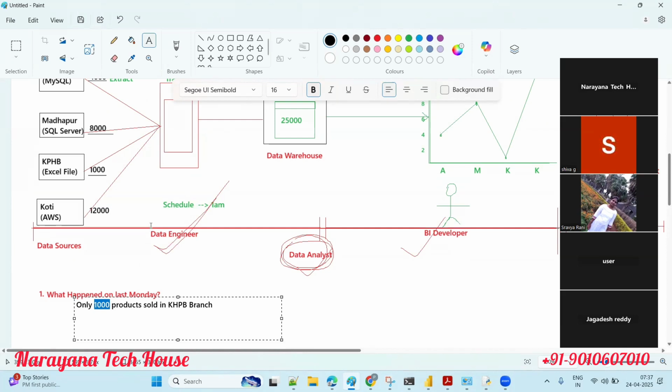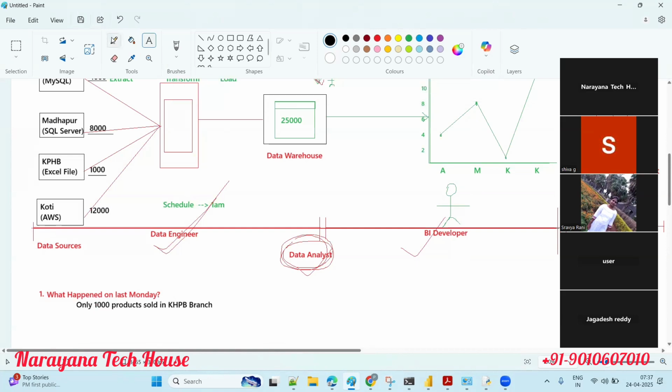Because we are always bothered about where the less sales are, not about high sales. So what happened last Monday? Only 1,000 products sold in KPHB, which is the lowest number of products sold.